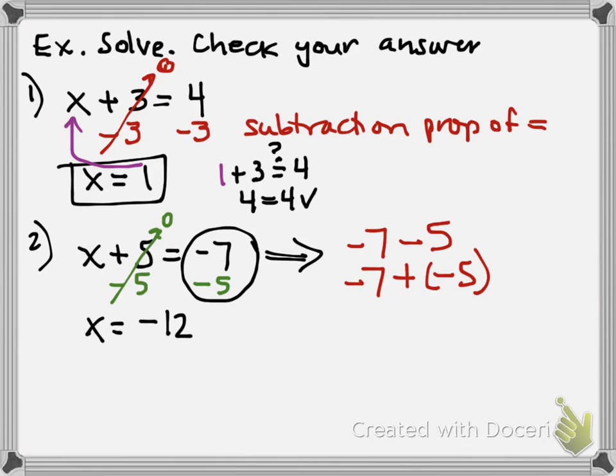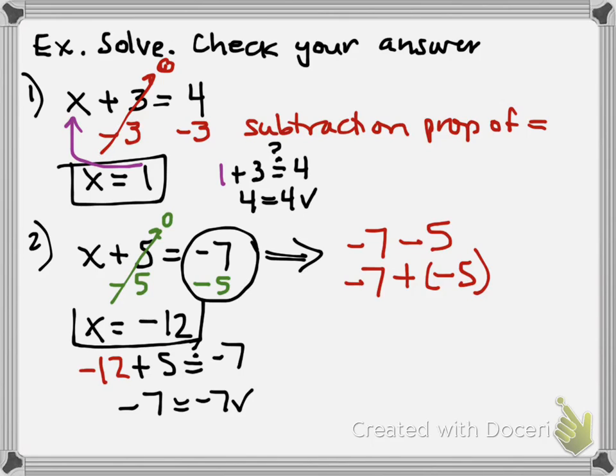All right, so again, to do a quick check, is -12 plus 5 equal to -7? So my signs are different. Bigger number's negative. So I'm going to get a negative. 12 take away 5 is 7, and I get -7 equals -7. So that just verifies, yep, x has to equal -12. Okay? All right, so let's go back and let's talk about integer rules.